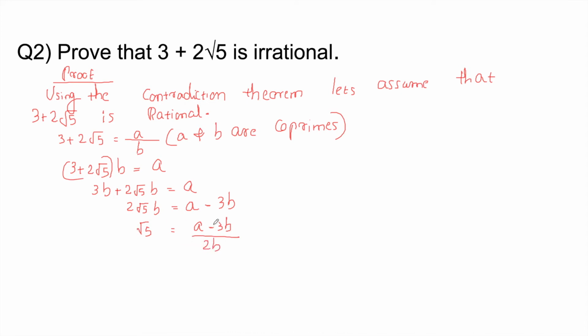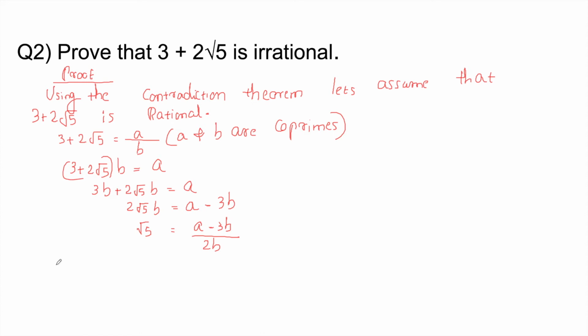Okay. So this is a rational number. A minus 3B by 2B is a rational number for A and B are integers. But we already proved that root 5 is irrational. Okay, so this is rational and this is irrational. It cannot happen. LHS and RHS should always be equal. So it contradicts our assumption. A minus 3B by 2B is a rational number. So 3 plus 2 root 5 is a rational number. That was our assumption. It was completely wrong. So we can conclude that 3 plus 2 root 5 is an irrational number.